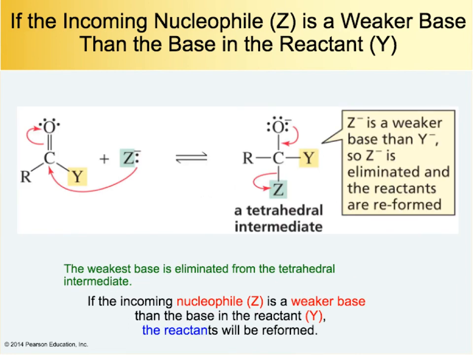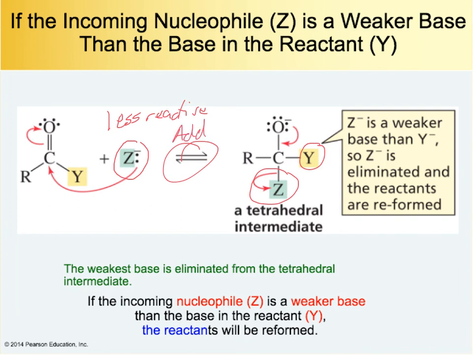So what can sometimes happen, right? Remember, these are equilibrium processes, so we can shift equilibrium. But if Z minus is essentially less reactive than Y minus, this reaction's not going to go very much. It's just going to kick back out. The Z minus will add in. We'll do the addition. We'll do the elimination, but we'll get back to the same thing we started with because Z minus is the better leaving group.